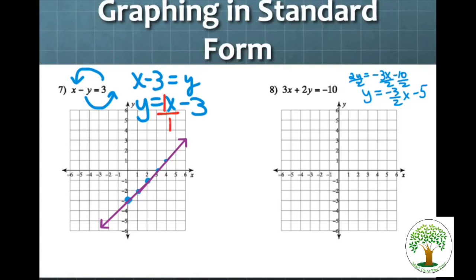So let's graph that. Let's pick a new color. We're going to start down there at -5. We're going to go down 3 and over 2. We can't go down 3. We don't have room. So we're going to have to go up 1, 2, 3, but backwards 1, 2. So we'll go up 1, 2, 3, and backwards 2. Then we draw our line. And there we go.